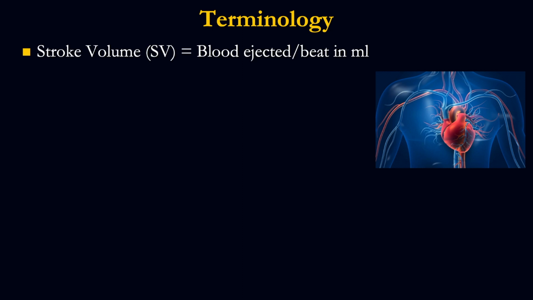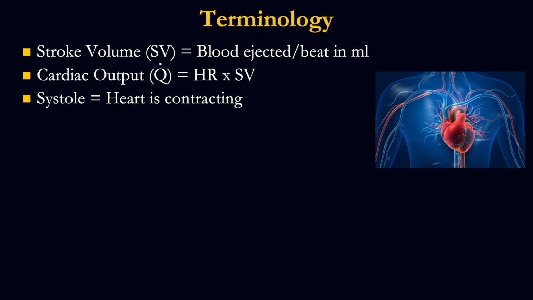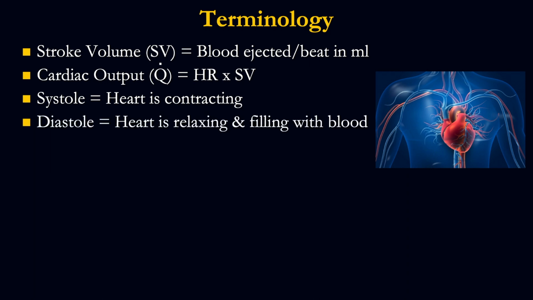Stroke volume, or SV for short, is the amount of blood that's ejected from the heart per beat in milliliters. Cardiac output, also represented here as Q with a dot above it, is heart rate times stroke volume. Systole is the phase of the heart where the heart is contracting. Diastole is the phase of the heart where the heart is relaxing and filling with blood.